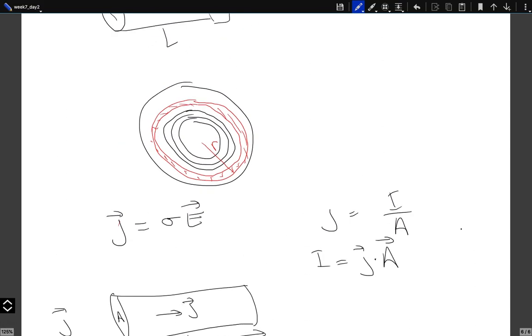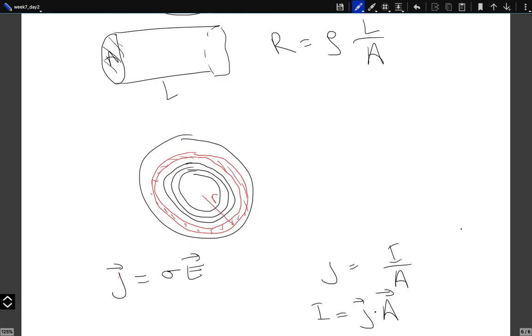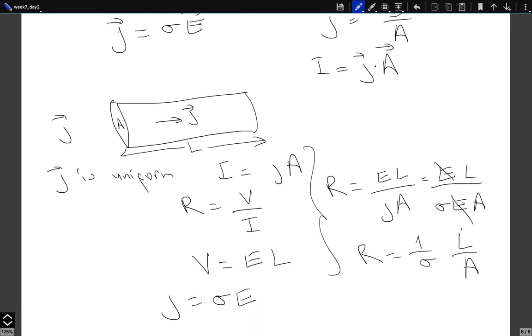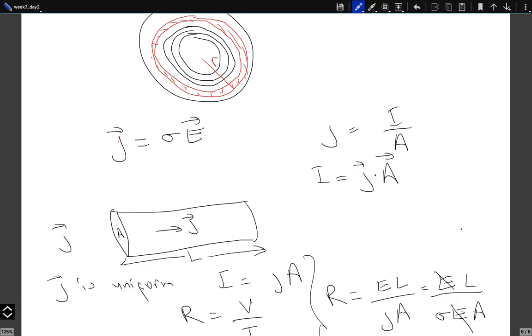Now, if you go back to the example of the cylinder, some of the steps we did there will not hold anymore. Let's go back. Which step will not hold? I is equal to J times A. Will it be valid in my system? Why not?